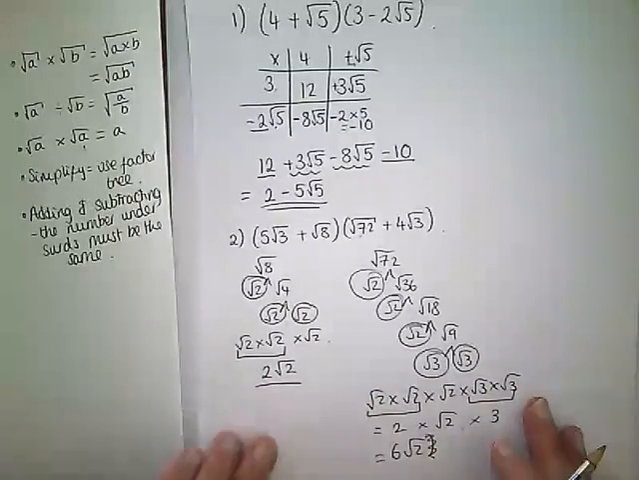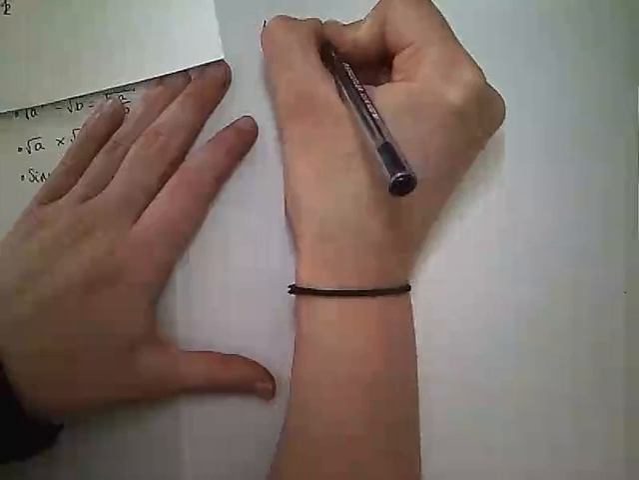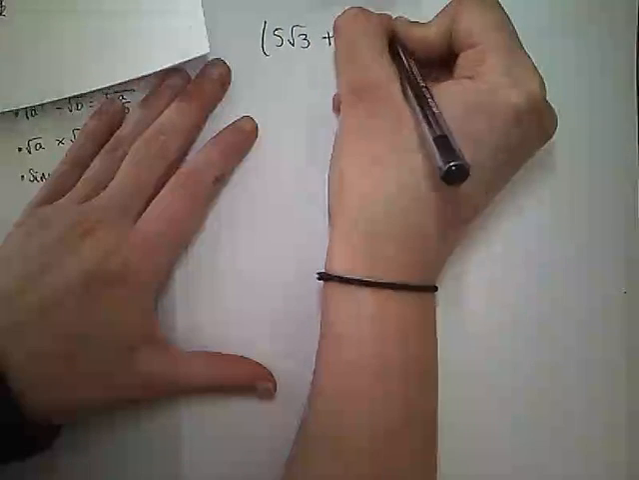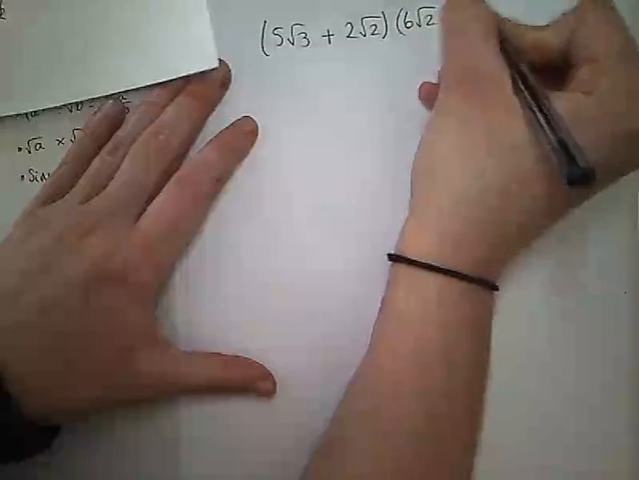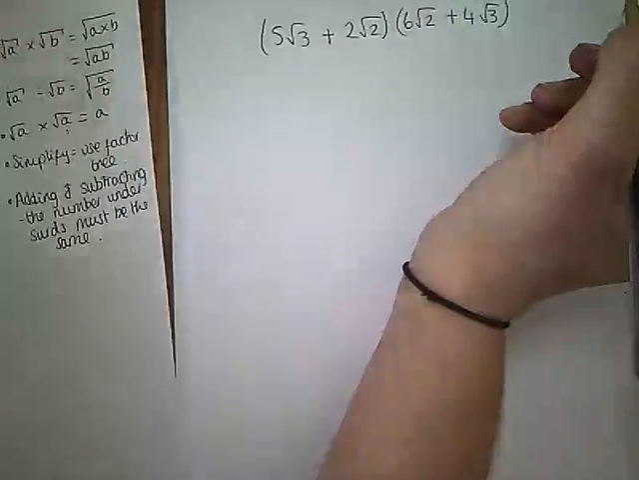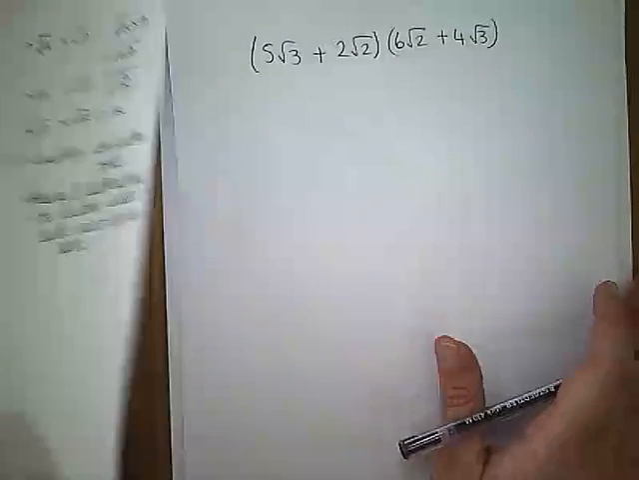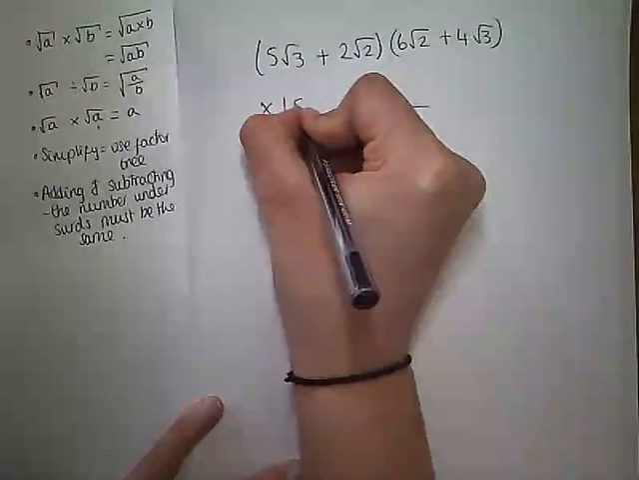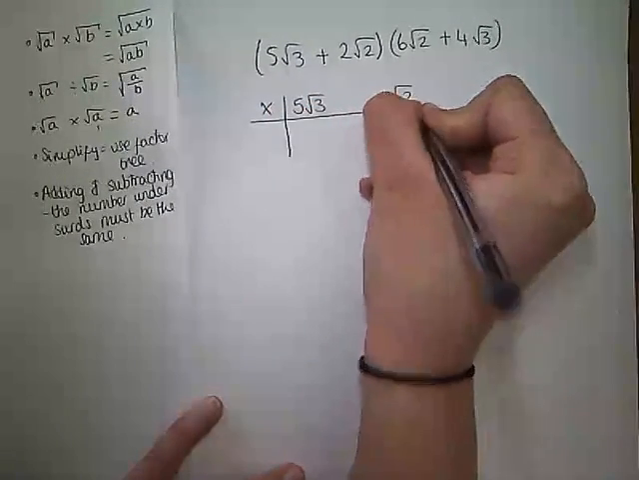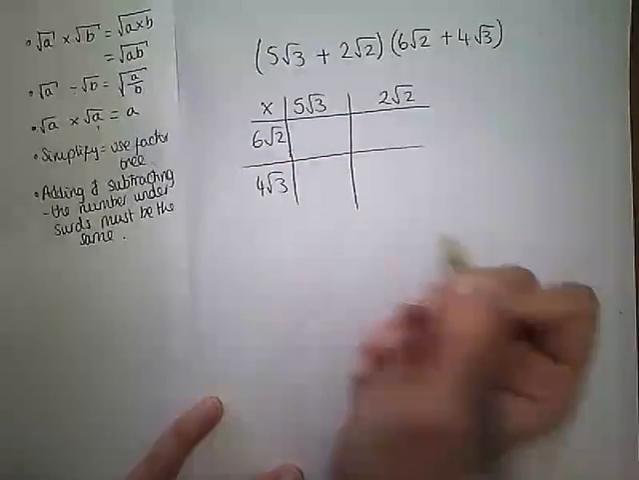Okay, so that means that our sum, our brackets, become, they were already 5 root 3, so 5 root 3 plus root 8, which was 2 root 2, times root 72, which is 6 root 2, plus 4 root 3. Now again, I don't mind how you do this, but I'm going to do it in a grid to see if that will help you. So, off we trot. There's 5 root 3, there's 2 root 2, 6 root 2, and 4 root 3. Off we go. Right, brains in.